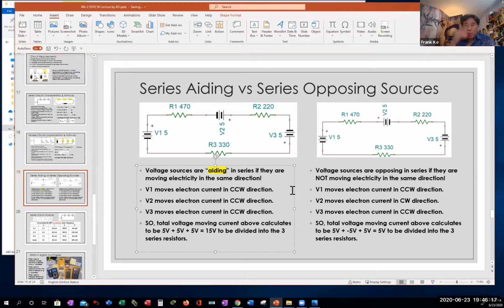So the last bullet point at the bottom says, the total voltage moving electricity calculates to be how many volts? You have 5 volts, and you add to another 5 volts, and you add to another 5 volts, giving you a total of how many volts?